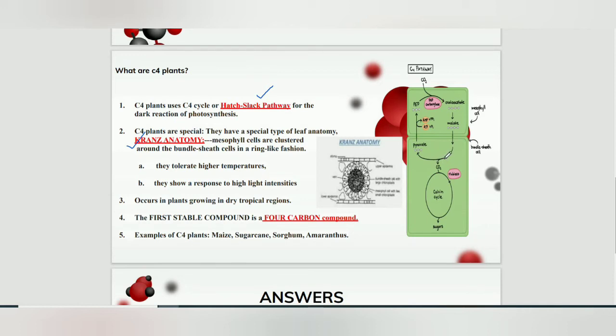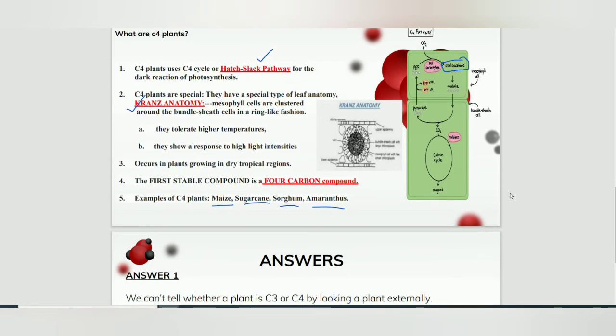In them, in the Calvin cycle, the first stable compound formed is a 4-carbon compound called oxaloacetic acid. That is why their Calvin cycle is called the C4 cycle, and the plants are called C4 plants. Examples of plants having the C4 cycle are maize, sugarcane, sorghum, and amaranthus. All these plants are C4 plants. The basic difference between C4 and C3 plants is in the arrangement of cells in the mesophyll. C4 plants have Kranz anatomy, and C3 plants have normal mesophyll cells.